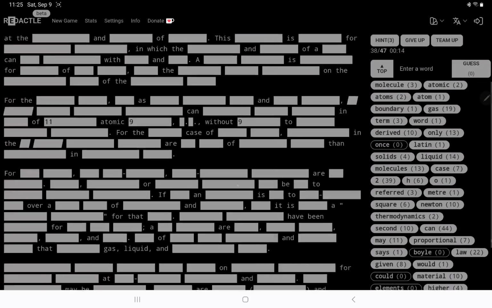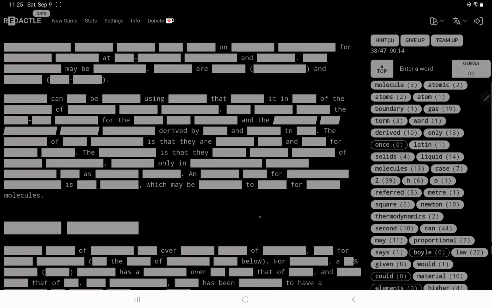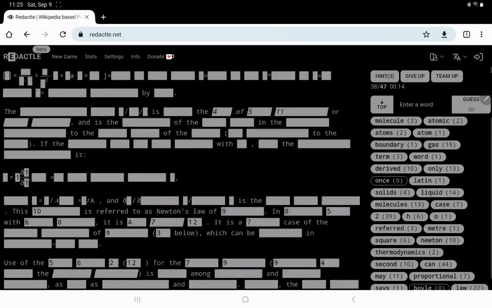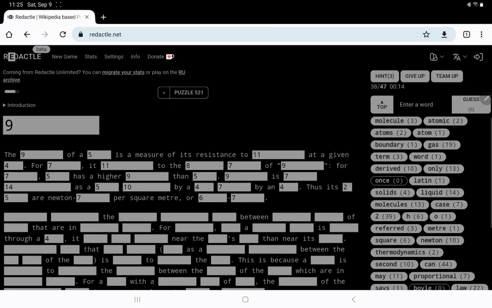Okay, I'm afraid this is going to be something complicated. Although it should be a word we've all heard of. The something of a 5. It's not metal or solid. Oh, I don't think I did solid singular, did I? No. The something of a 5.